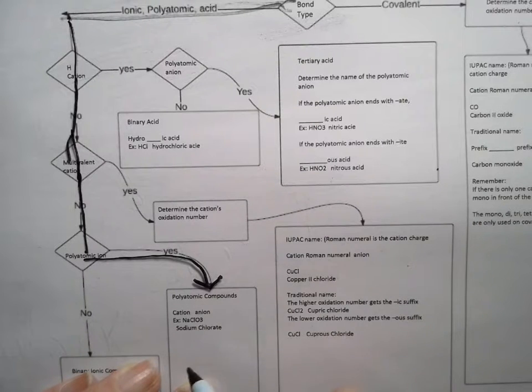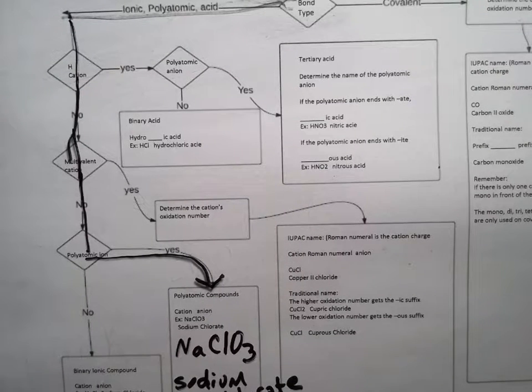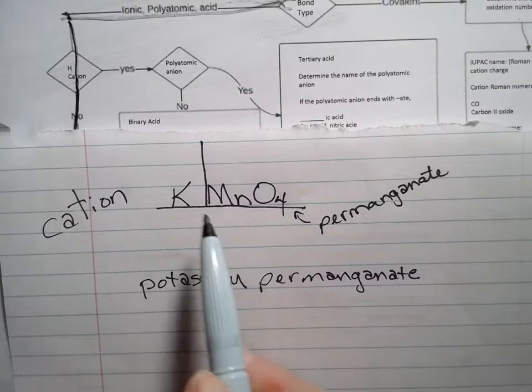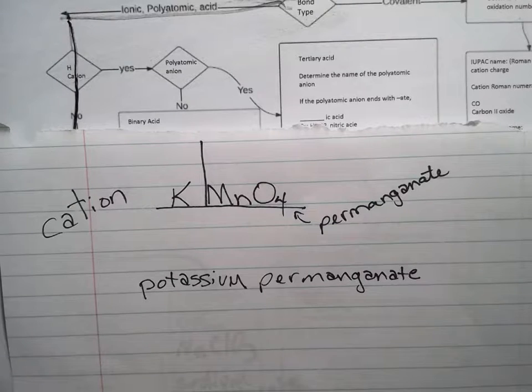So this example that we have is sodium chlorate, NaClO3. Cation is sodium, and then ClO3 is chlorate. The one that we just did a minute ago, we have cation potassium, the anion permanganate.